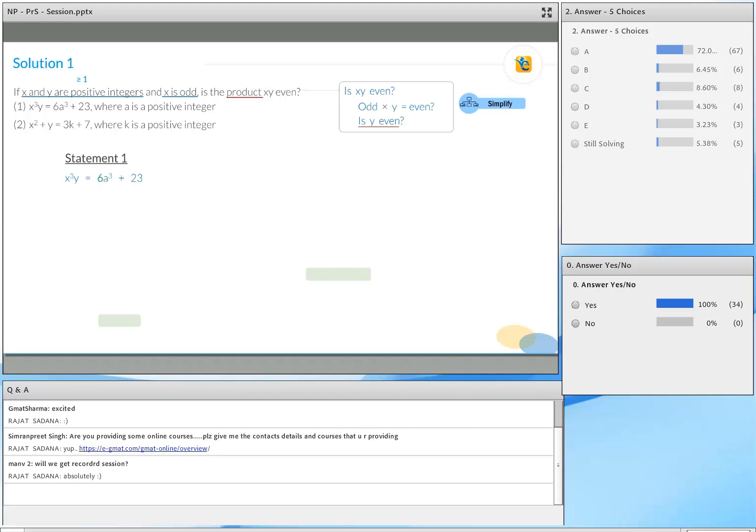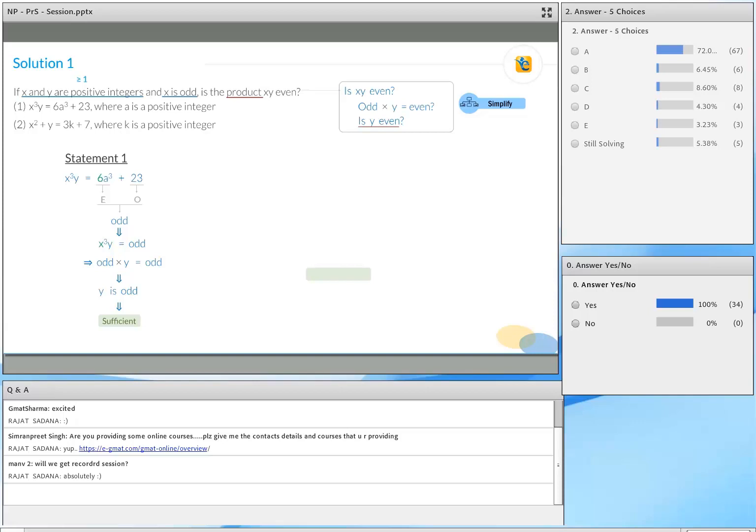Now let's take a look at statement one. Statement one, what is it saying? Again, we start to process it step by step, right? 6a cubed will always be even. 23 is an odd number. Even plus odd is odd, which means x cubed into y is odd. Now you already know that x is odd, which means odd into y is odd, which means y is an odd number. So you know your answer. You have your answer, which means it's sufficient. Okay. Now, statement one is sufficient.